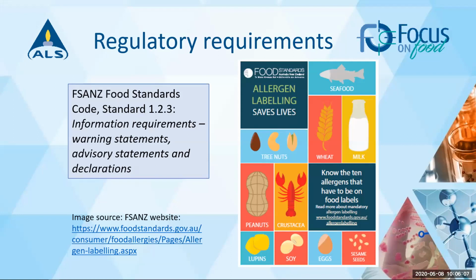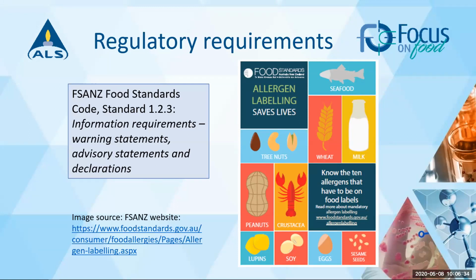Here in Australia, allergen labelling is addressed in the Food Standards Code through Standard 1.2.3, which is information requirements, warning statements, advisory statements, and declarations. This standard covers all warning statements, including those for royal jelly, added sulfites, sweeteners, and obviously the 10 most common food allergens, which are shown here on this graphic.